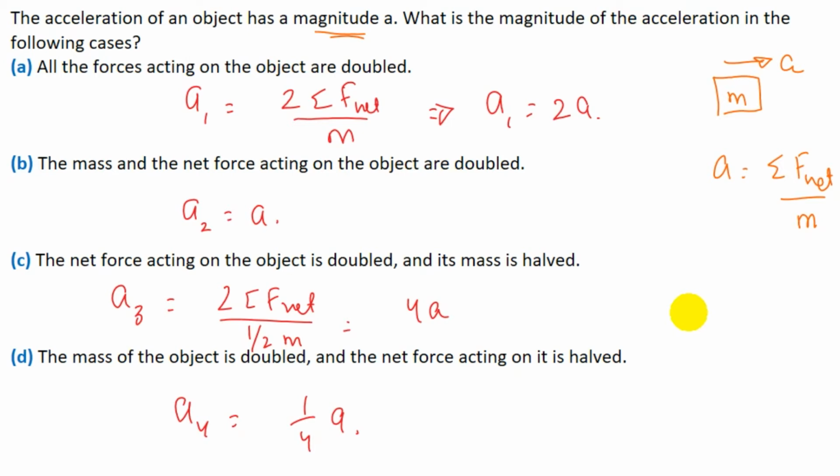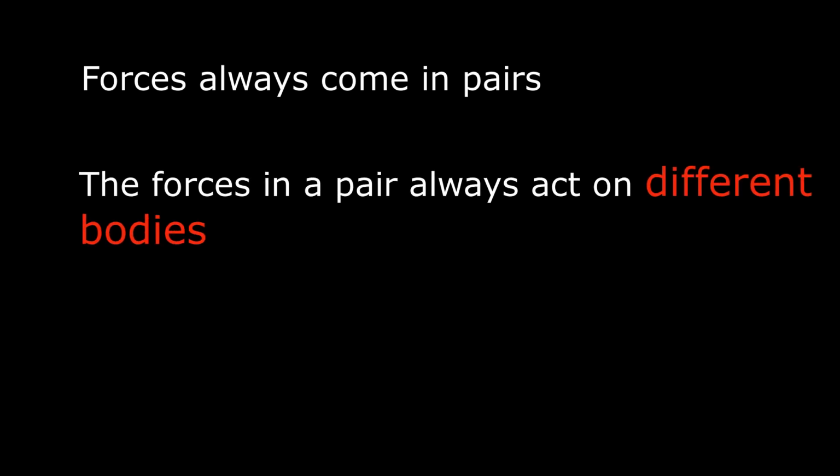Okay, now we are all set to study Newton's third law of motion. We have studied forces, their effects, Newton's second law and all that. But here the thing is, nature never produces just one force at a time. Forces always come in pairs. Further, the forces in a pair act on different bodies and are equal in magnitude but opposite in direction. This is what Newton's third law of motion says.